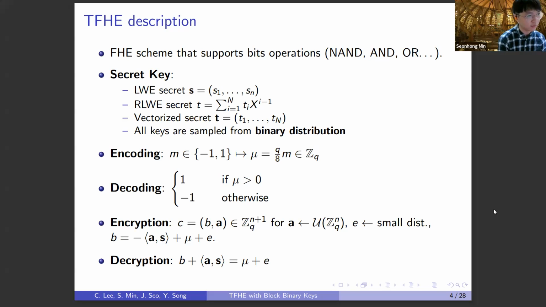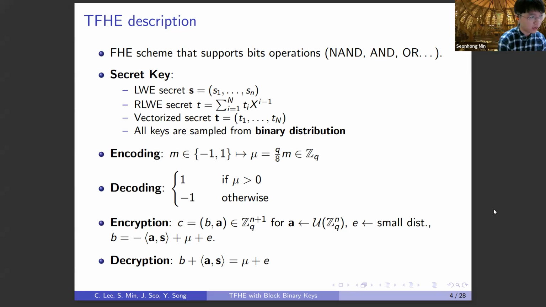TFHE is an FHE scheme which supports bit operations. It can be extended to integer arithmetic, as is already implemented in TFHE-rs, but we will be focusing on the bit operation to make it simpler. The secret key consists of 3 different secret keys. Firstly, S, which is the LWE secret, and T, a ring polynomial with binary coefficients, and a vectorized secret t, which is the coefficient vector of the ring polynomial T. All keys are sampled from the binary distribution.